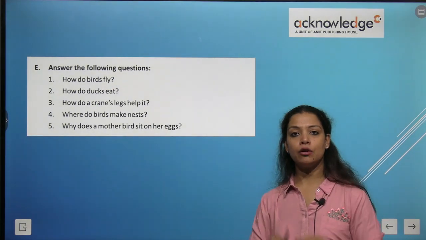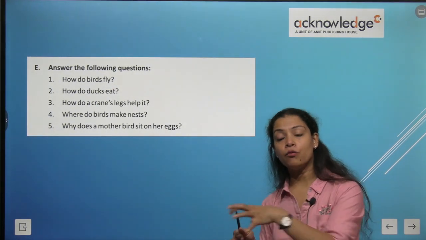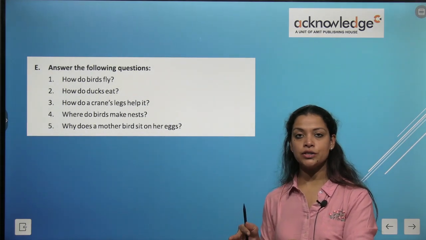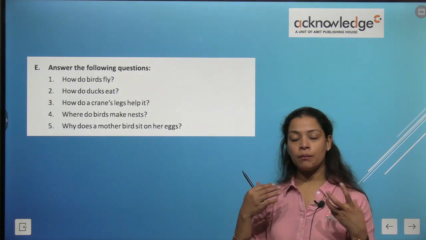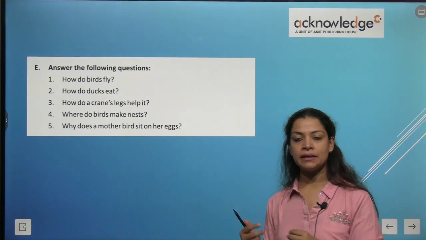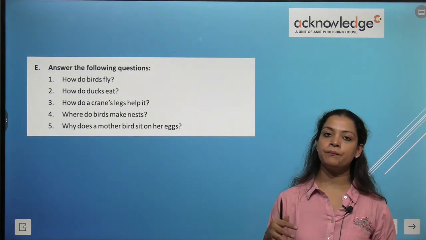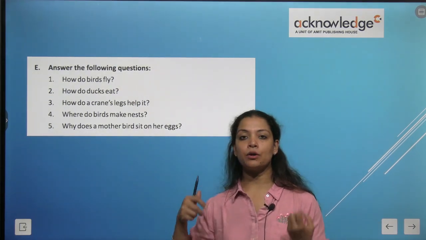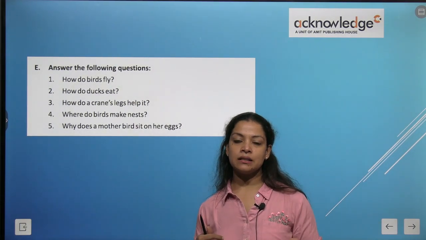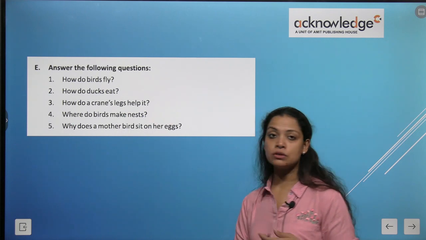How do a crane's legs help it? So crane, they have long legs which help them walk on shallow water. So they have this long pointed beak. So while standing also they can put their mouth inside the water and catch their prey. So cranes के बहुत ही long and steady legs होते हैं which help them to stand.